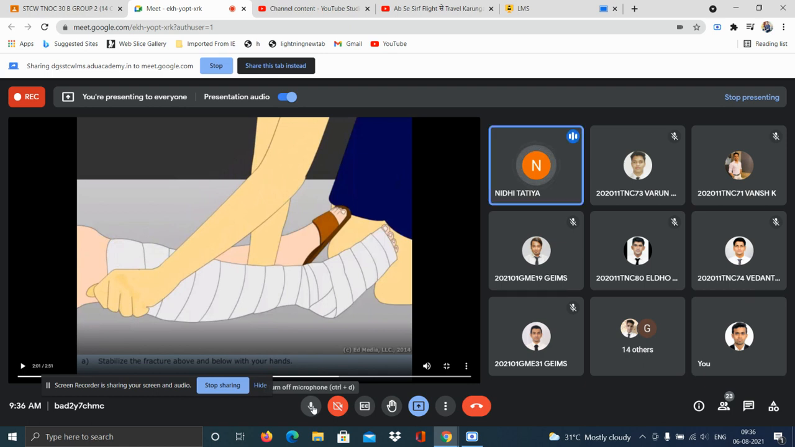I'm saying keep on taking screenshots. Like they said, rules of splinting. Stabilize the fracture above and below with your hands. Take a screenshot of this. This will tell you the sequence.